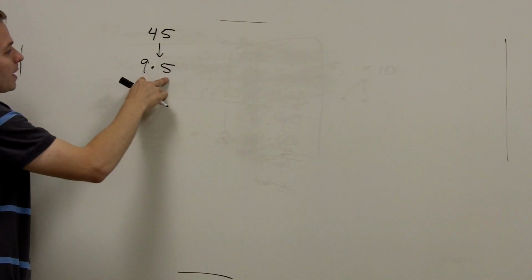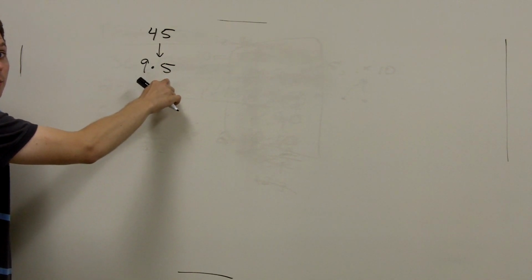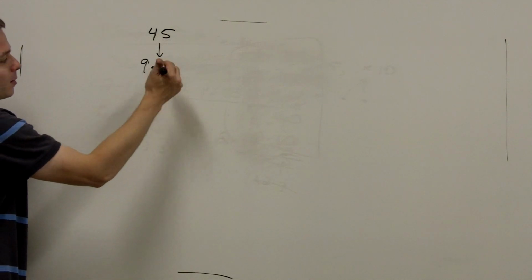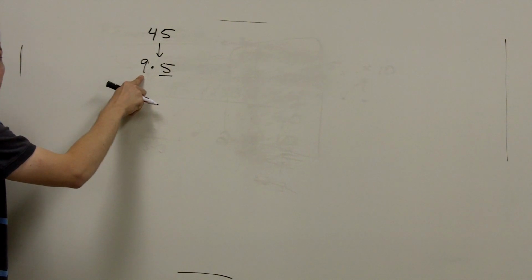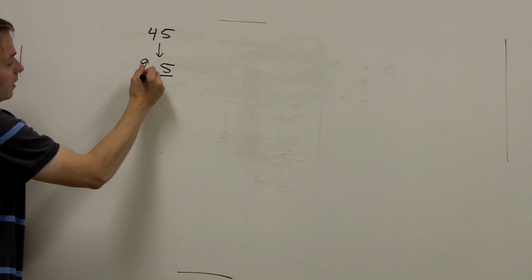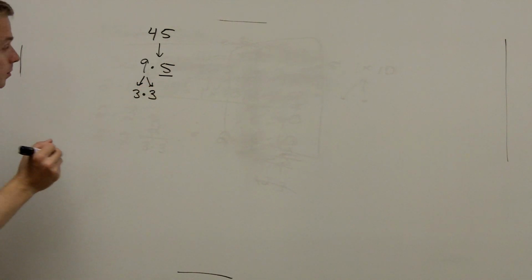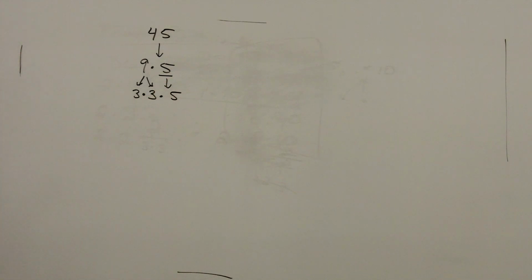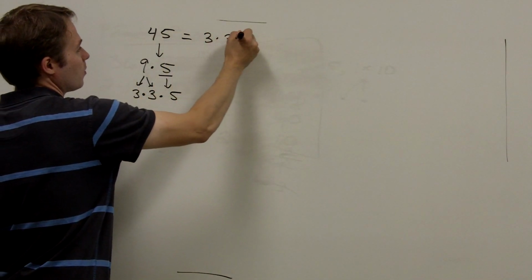In this case, I stop and I say, okay, are both of these numbers prime? Well, 5 is definitely a prime number. Nothing divides into 5 except for 1 and itself. So 5 is prime, so that's good. However, 9 is not prime. I can continue breaking 9 down. In fact, 9 can be thought of as 3 times 3. So then I bring down my 5, and I have my prime factorization. It's 3 times 3 times 5.